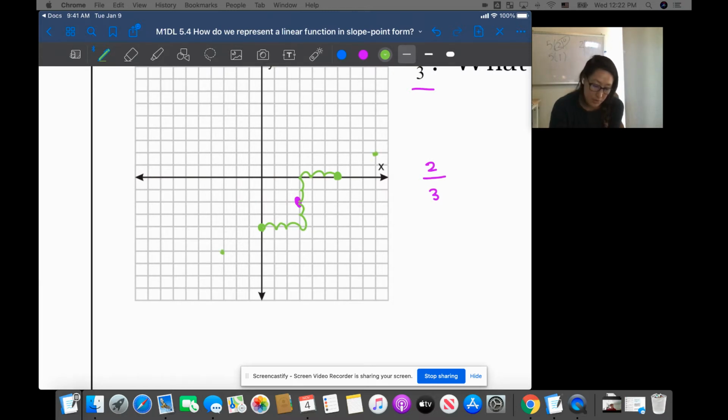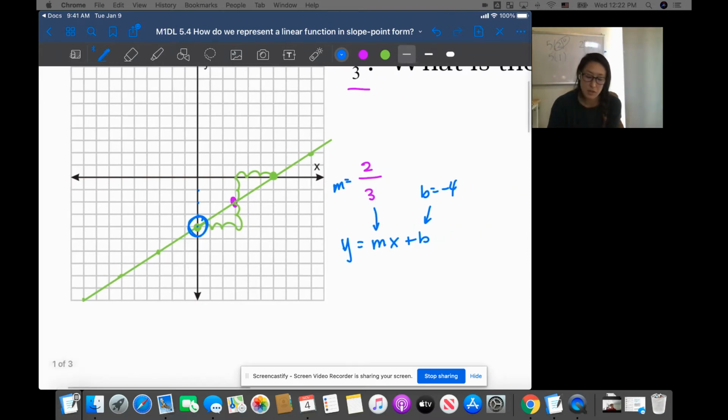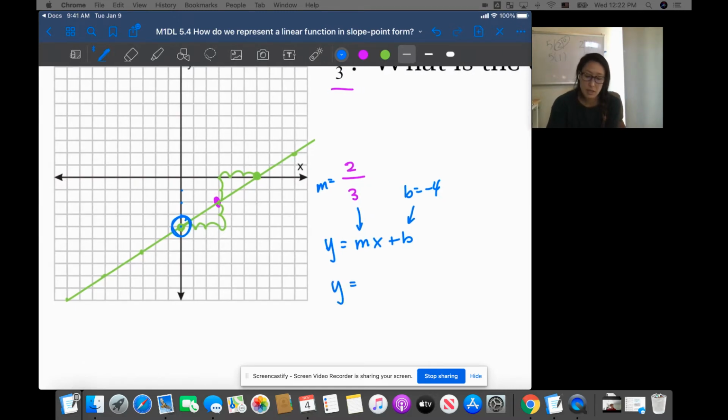So I can see that I could keep drawing in different points on my line using my slope triangle. Okay. So I can see that my y-intercept is at 1, 2, 3, 4. So if my equation is y equals mx plus b, then my b value is equal to negative 4, and the slope is equal to 2 over 3. So the equation to my line is y equals 2/3 times x minus 4.